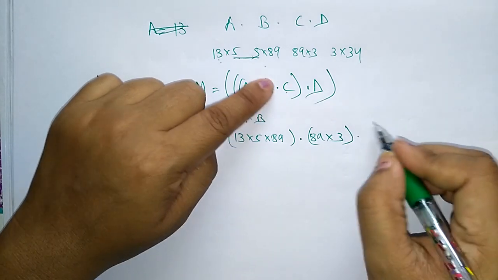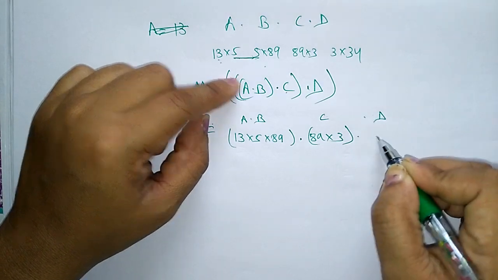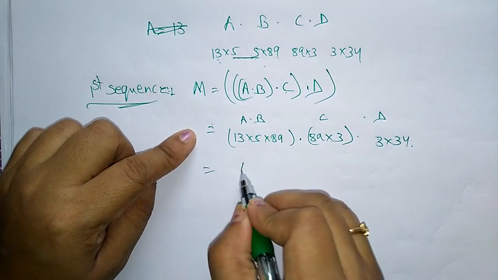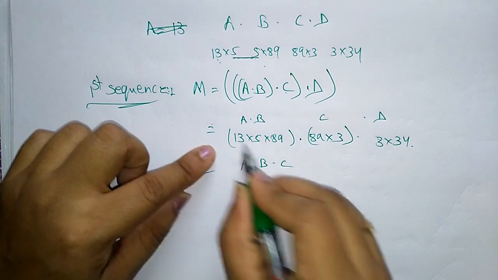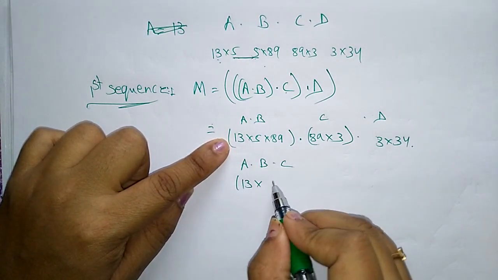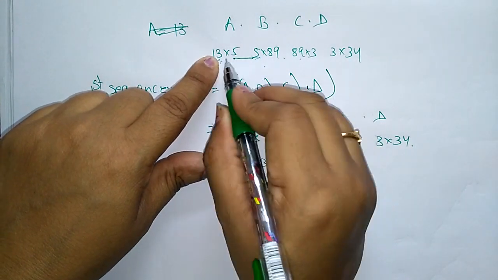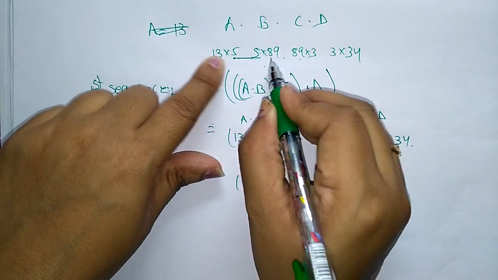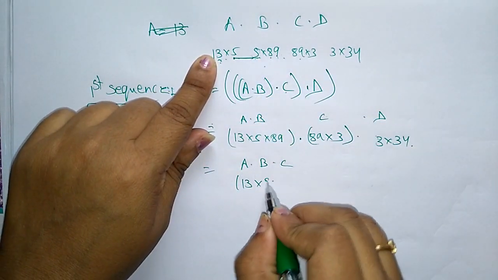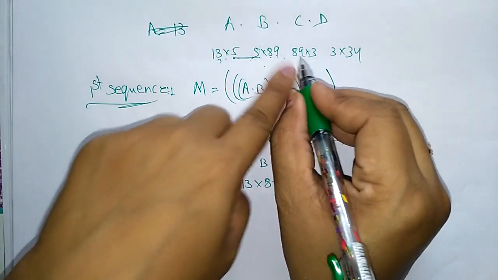Okay, and D is here. So this is C, and the D is 3 by 34. So now first calculate this in A dot B dot C. So what is the result? 13 by, so A dot B dot C. So 13, so here you just skip this 5, 13 by 89. So in this 2, 13 by 89 is there. 13 by 89.